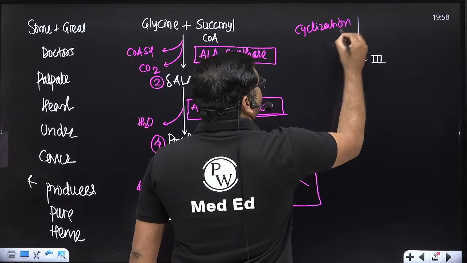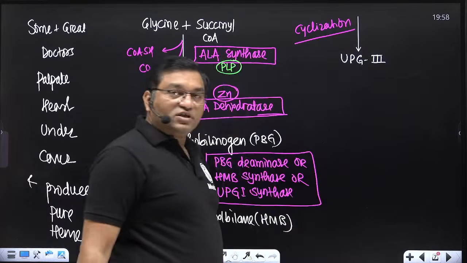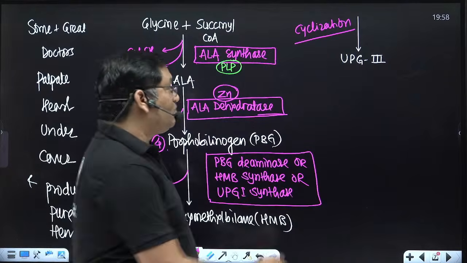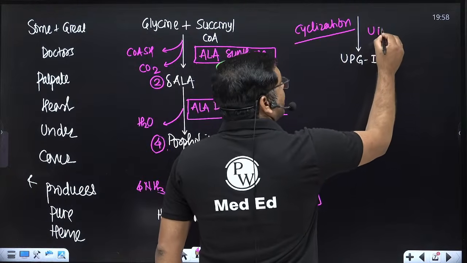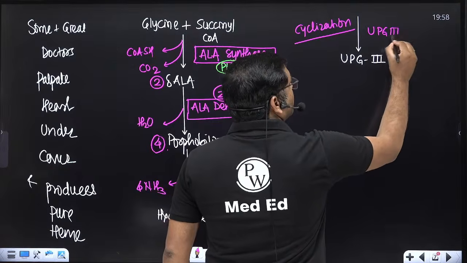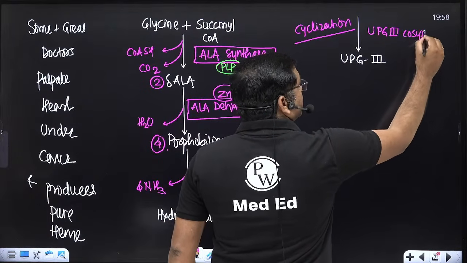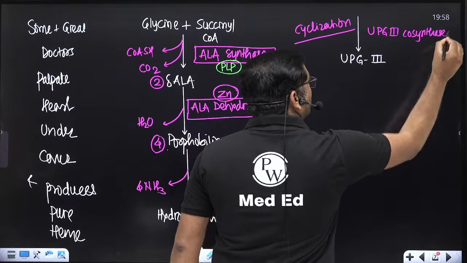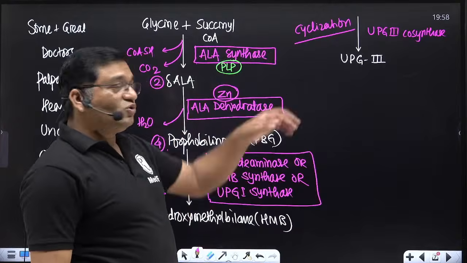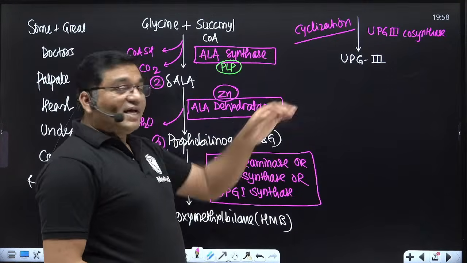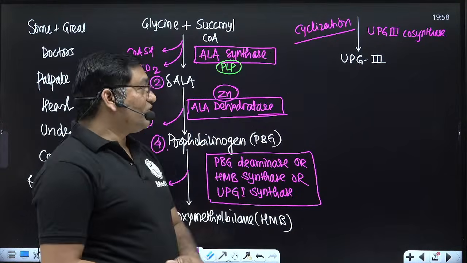is converted into uroporphyrinogen 3 on cyclization with the help of uroporphyrinogen 3 co-synthase enzyme. With the uroporphyrinogen 3 co-synthase enzyme, there is formation of uroporphyrinogen 3. Now cyclization, there is formation of uroporphyrinogen 3.